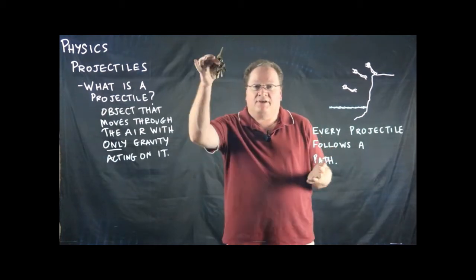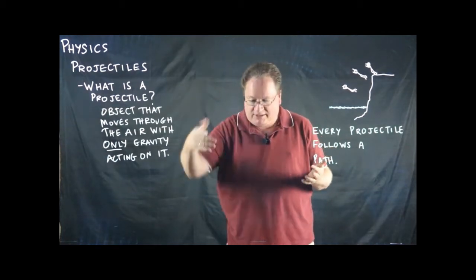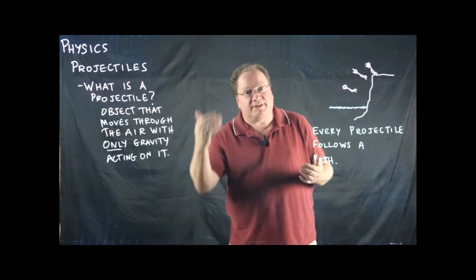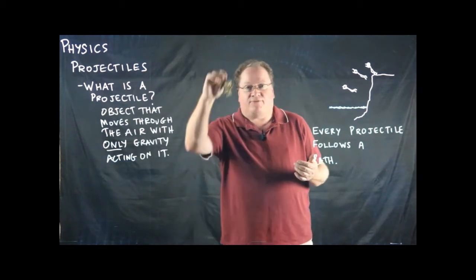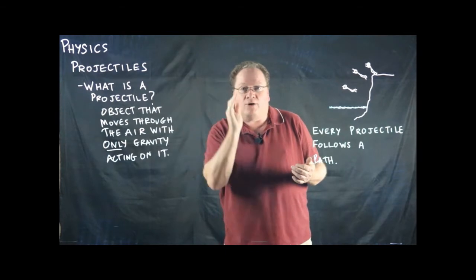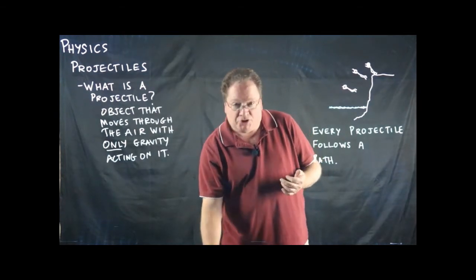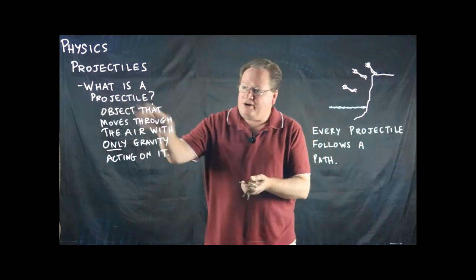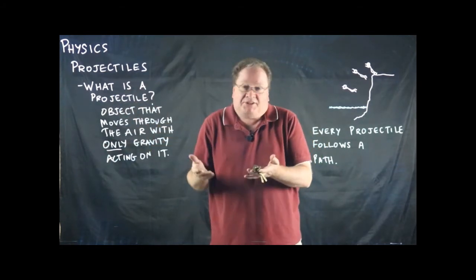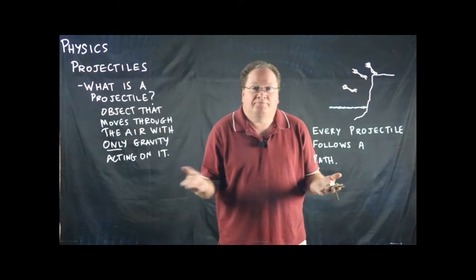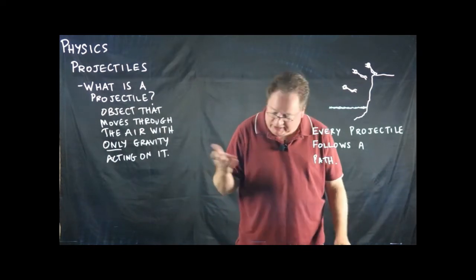If I take an object and I drop it, we usually assume that if it's in free fall acceleration, it's in free fall motion, that only gravity is acting on that object. And you'd be right. This part of the definition of a projectile is essentially just free fall. It's free fall that we covered in the last chapter.